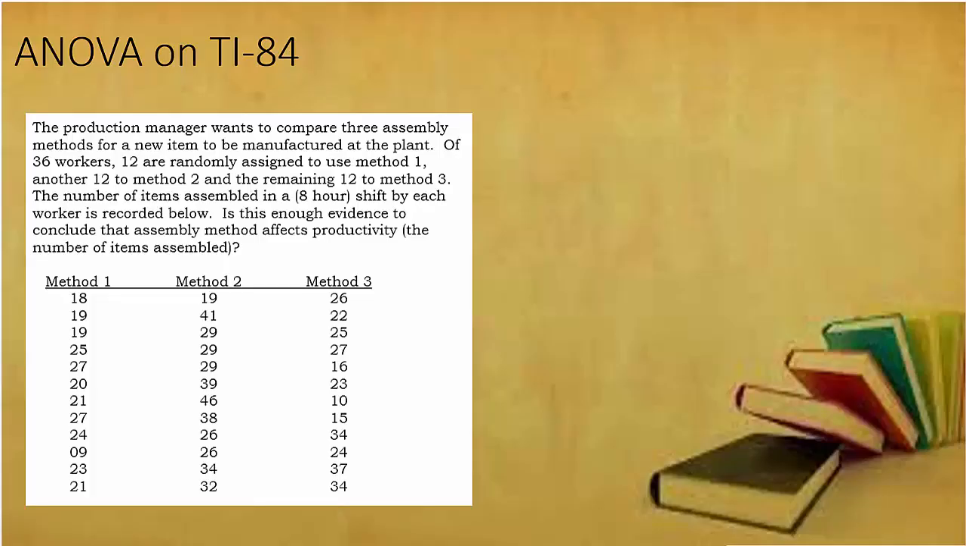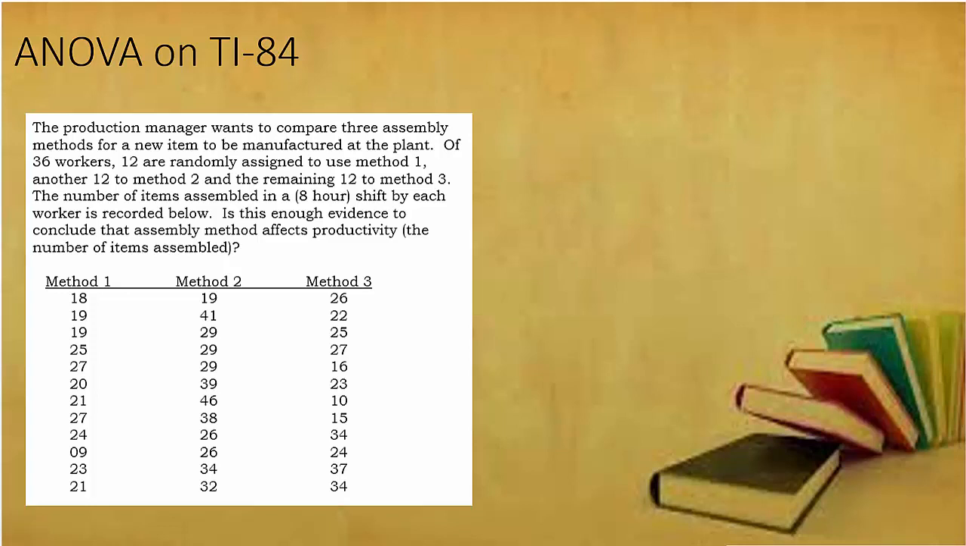Okay, let's take a look at this problem and then we'll solve it with a TI83/84. We have a production manager with 3 methods of assembly. Has 36 workers, 12 of whom are randomly assigned to each of one of 3 methods.